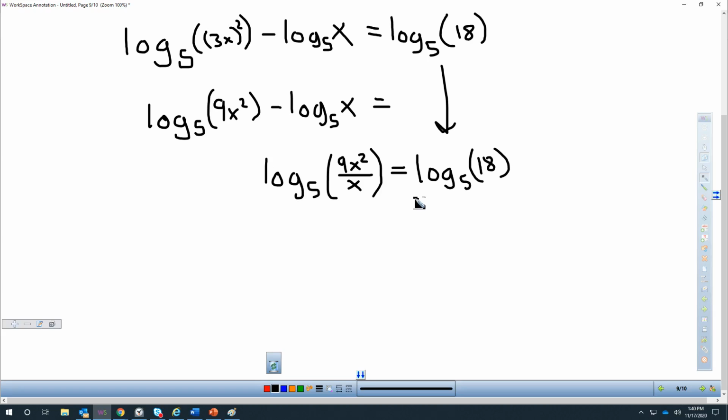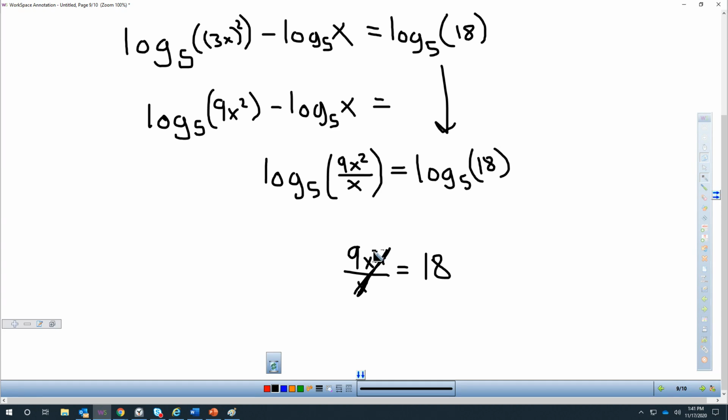Okay, and now I can use my equality property and say if log base 5 of 9x squared over x is equal to log base 5 of 18, then 9x squared over x has to equal 18. Okay, now before I go solving this, notice that we're dividing x squared by x. So again, x squared is x times x. Okay, and if I'm timesing by an x and then dividing by an x, they're basically going to cancel out and I'll have just one x left.